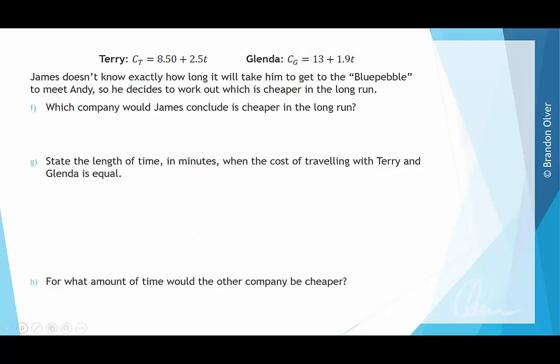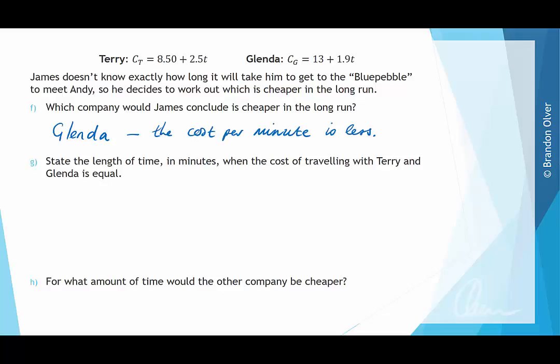James doesn't know exactly how long it will take him to get to the Blue Pebble to meet Andy, so he decides to work out which is cheaper in the long run. Which company would James conclude is cheaper in the long run? So to work out what taxi service will be cheaper in the long run, we need to look at how much it costs per minute. For Terry's taxi, it's $2.50 per minute, but for Glenda's taxi, it's only $1.90 per minute. Therefore, Glenda has the cheapest service in the long run because the cost per minute is less.